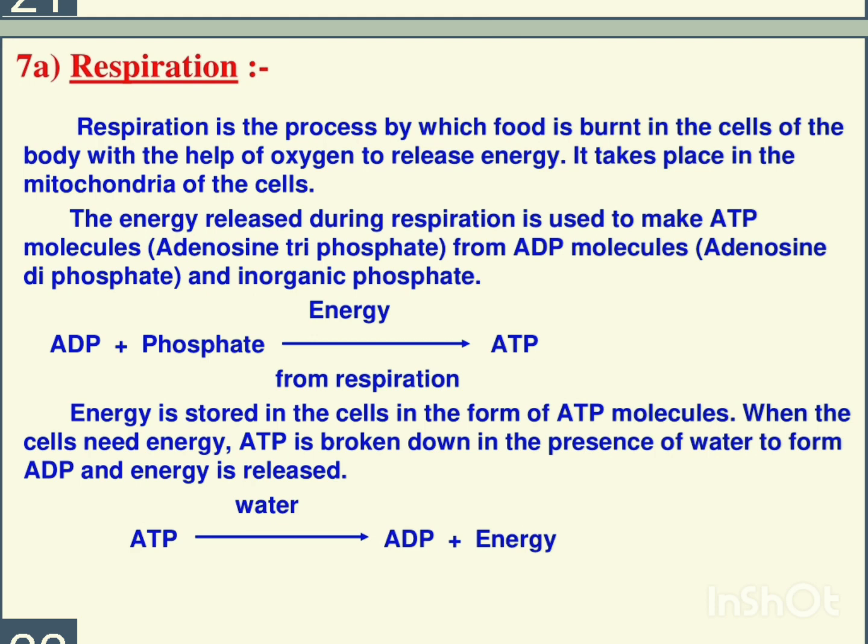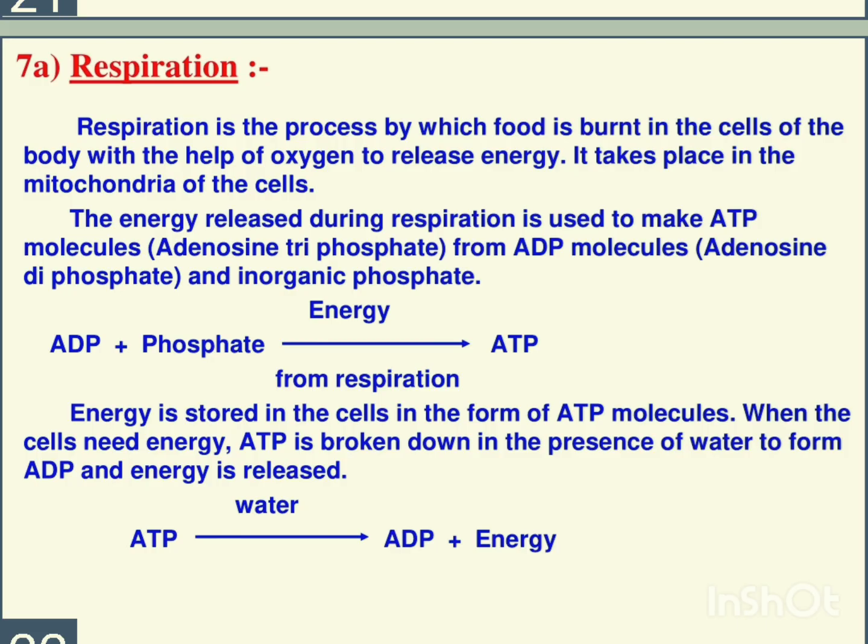In the presence of energy, what is happening in respiration? Energy is stored in the cell in the form of ATP. Whatever food you are eating is stored in the body in the form of ATP molecules. When the cells need energy, ATP is broken down in the presence of water to form ADP, and energy is released. Whenever our body needs energy, the ATP will break down into ADP plus energy, and again it is utilized by the body for the rest of the process. In this way respiration takes place.